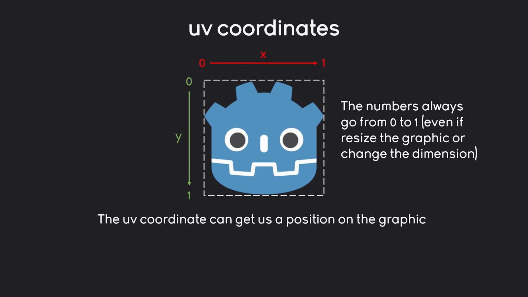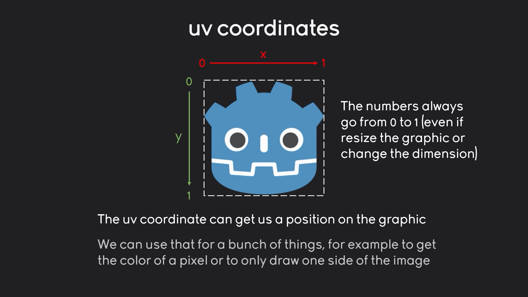But that's basically it. All that you really have to understand is that the UV coordinate can get us the position on the graphic of one particular pixel. And that we can use for a whole bunch of things. For example, we could change the color of a pixel or only draw on one side of the image. To demonstrate that a little bit better, here we have a grid of an image. So imagine that this is some kind of image and each of those cells is one pixel of that image. So for example, all the way in the top left, we would have 0 and 0 for X and Y. On the cell to the right, this would then be 0.2, and for Y, this would still be 0.